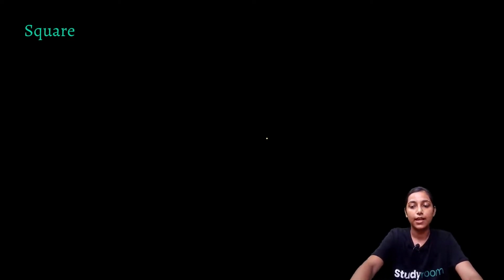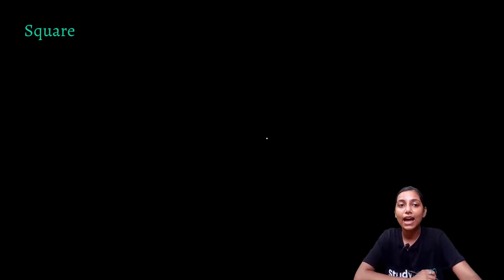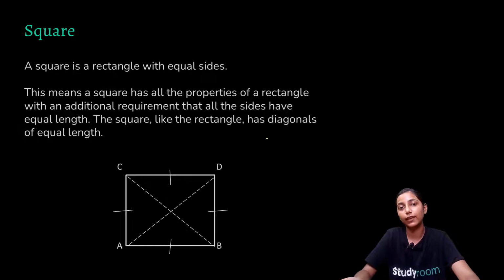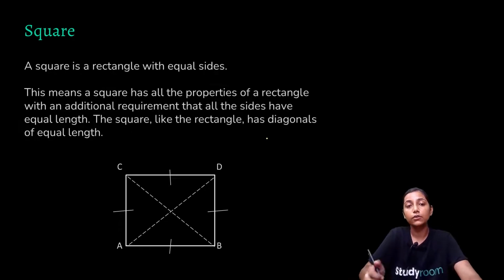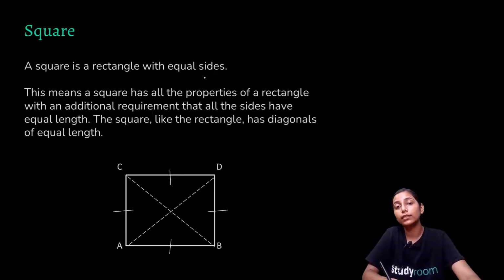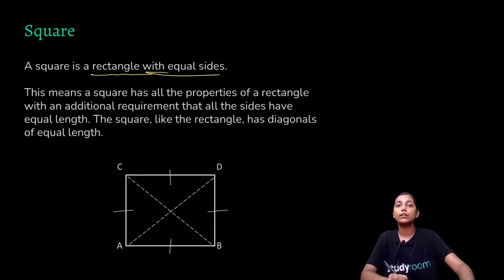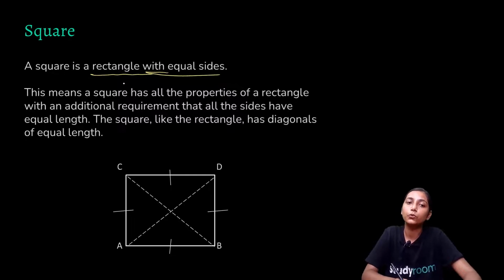Next parallelogram that we have is a square. What is a square? A square is also a type of rectangle, right? A square is also a rectangle but with all the sides equal. With equal sides. A rectangle with equal sides is a square. This means a square has all the properties of a rectangle. Right? All the properties that we learnt of a rectangle are going to be true for a square also, with an additional requirement that all the sides have equal length, right?